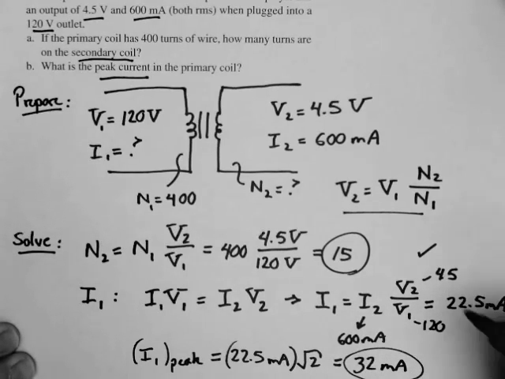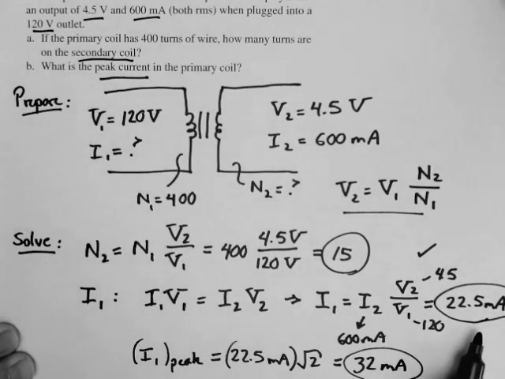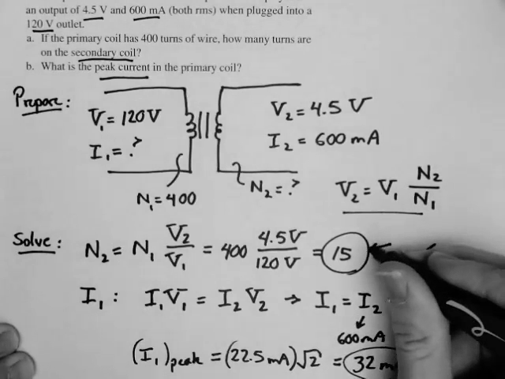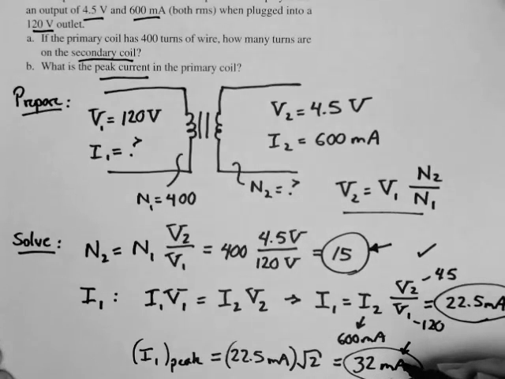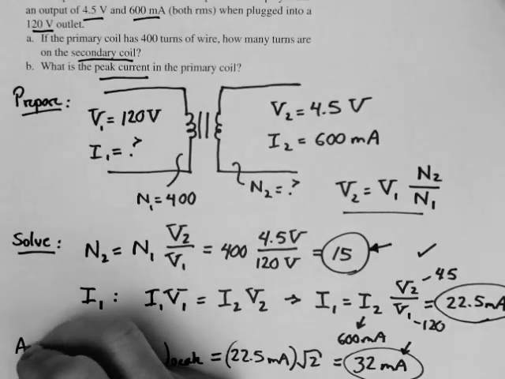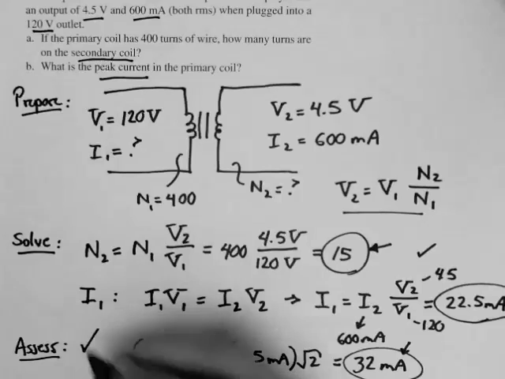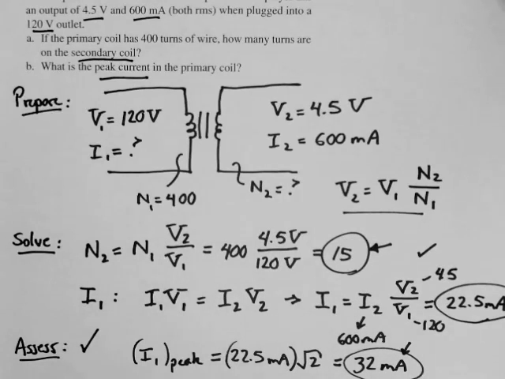Now, let's do a quick assessment of this result. I expect that the current in the primary is less than the current in the secondary. The voltage steps down, the current steps up. So this number seems reasonable. And then the peak current is going to be bigger than that. And so this result seems reasonable. We have a reasonable number of turns, we have a reasonable current in the primary, and so our assessment is that these results match what we would expect. Everything looks good. And this works the way we expect a transformer to.